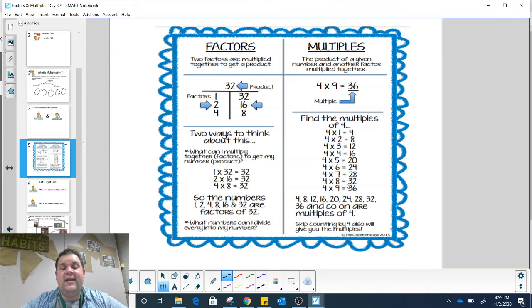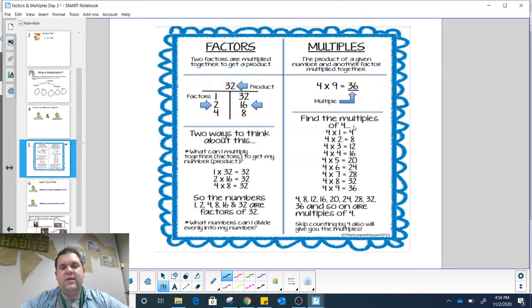And it can go on forever when we think about multiples because we can constantly add 4 more to the product to get another multiple. With factors, there's only so many factors that fit inside that number. With multiples, they can go on forever and ever. We can also think about skip counting when we think about multiples. If you look here, we see we're skip counting by 4s, and all of those are multiples of 4.